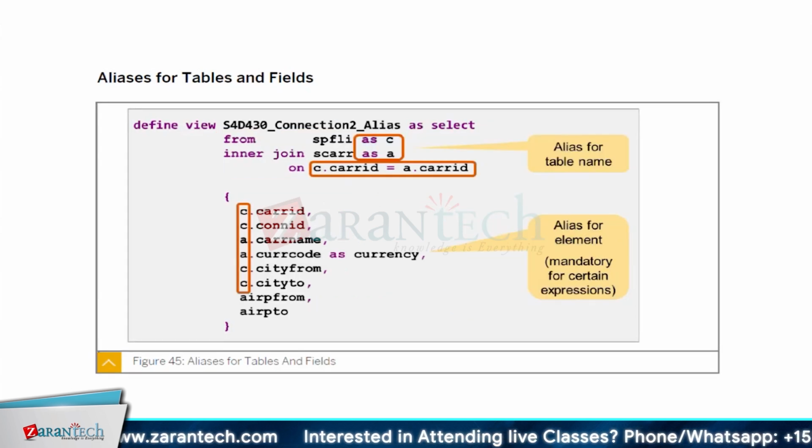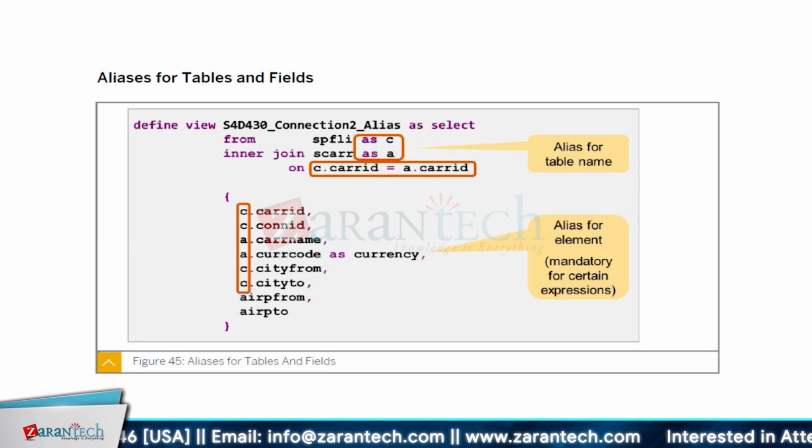Look at this example. This is how we will provide the alias name. For SCAR, one alias, for SP Fly, one alias. Here I have given A, there I have given C. So from whichever table you want to pick up, you can mention that alias name as you are seeing on the screen. In this example, A and C are the aliases we gave for the table names.